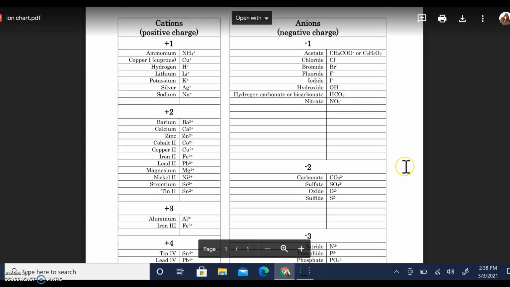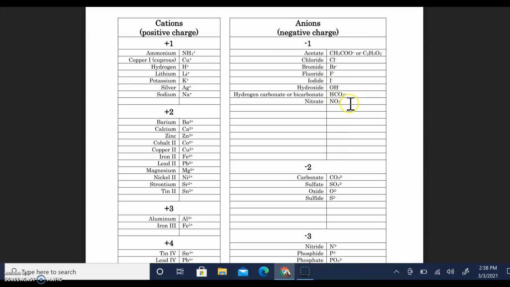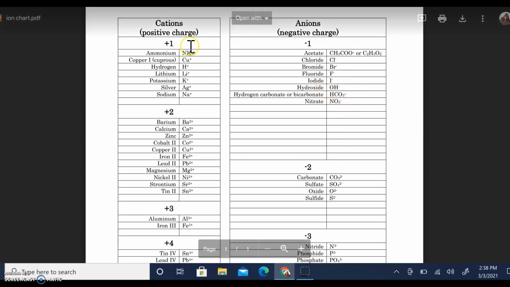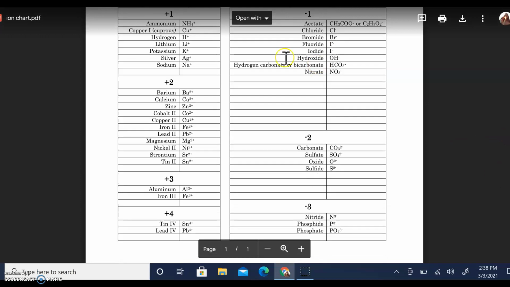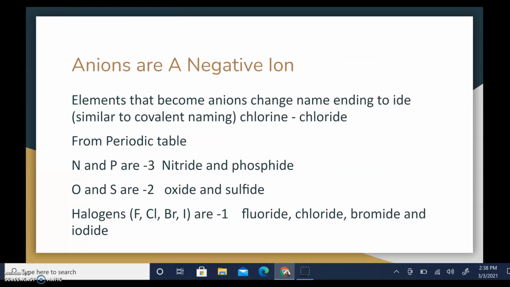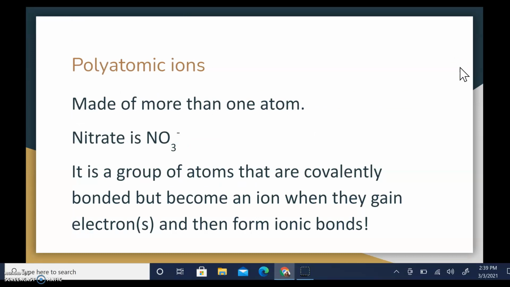But you may notice on this side of the table, we have many of them that look different. They have multiple atoms together. We only had one here on the cation side, but look at these. I have several that are not just elements on the periodic table. They are more than one element on the periodic table. And those are called polyatomic ions. Poly meaning many, atoms. So they're made of more than one atom and they're bonded together.